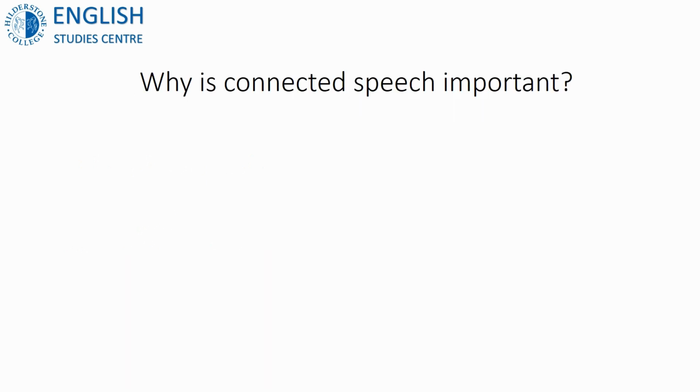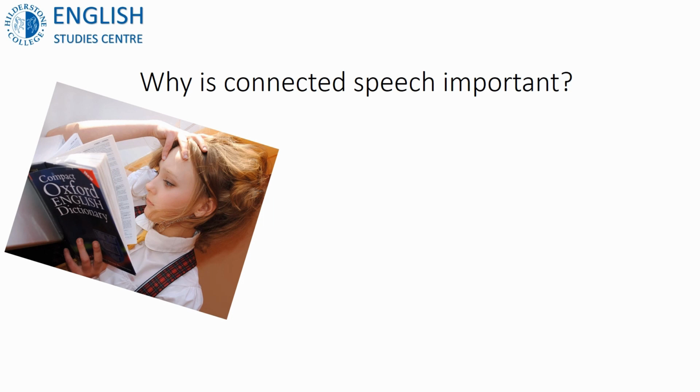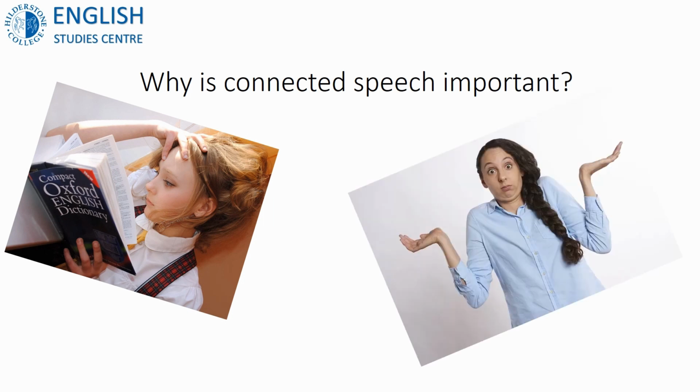Now remember, knowing about the changes we make in connected speech is important because when you look a word up in a dictionary, what you see is called the citation form. That's how the word's said when it's on its own, when there are no other words around it. But in the flow of speech, we make lots of changes. So if you don't want to be confused when you hear fluent speakers speaking, it's good to know what kinds of changes we make.